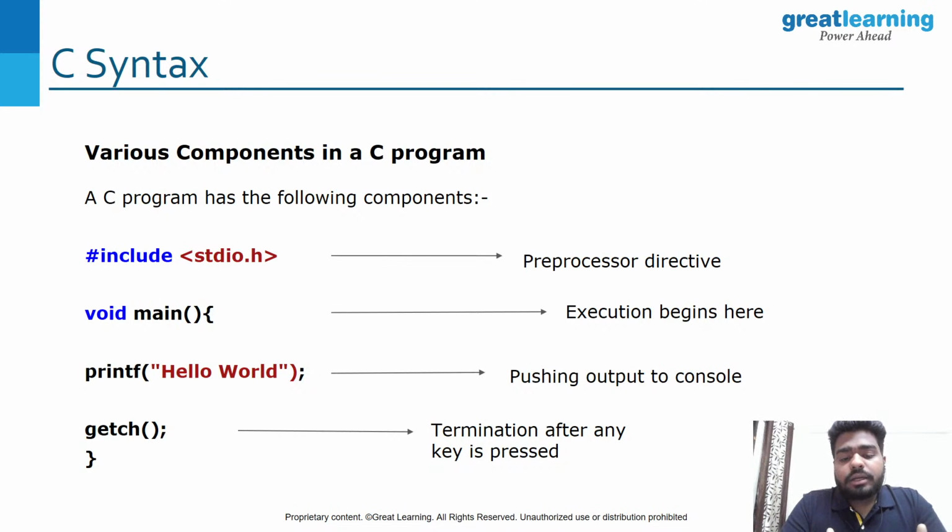So you can't change something. If they have data types like integer, string, and other data types, you have to write them in the same manner. You can't write them in capital letters. Hash include stdio, you can't write everything in capital letters. You have to write it in small letters only. That is what is called case sensitive.